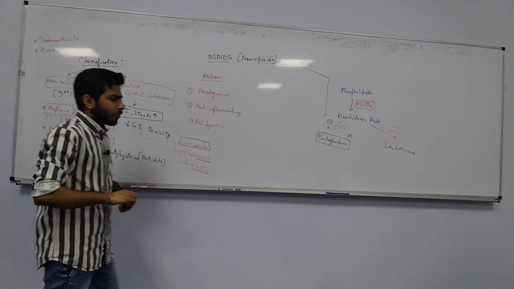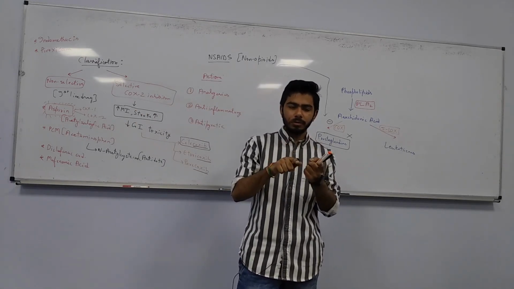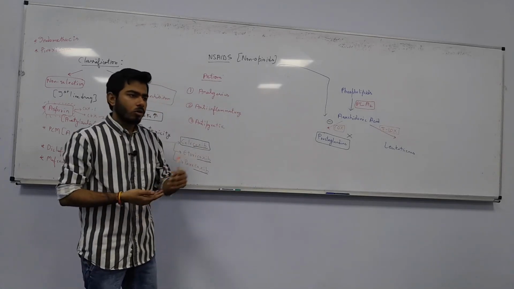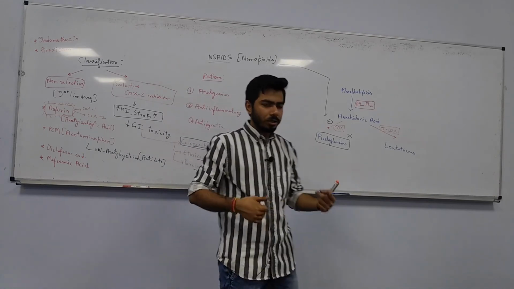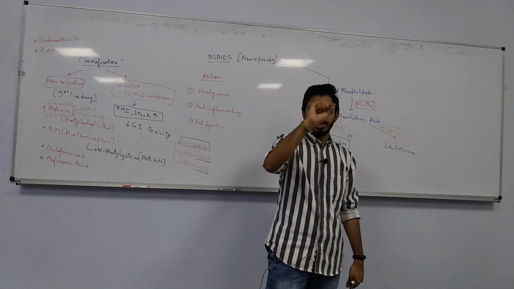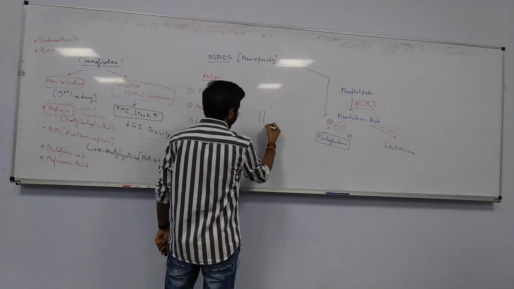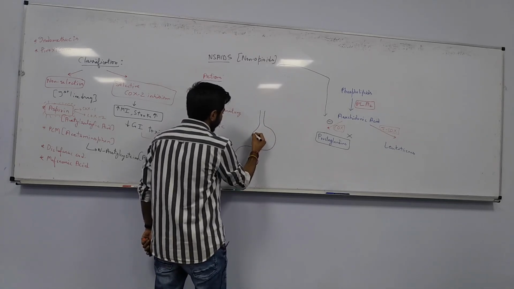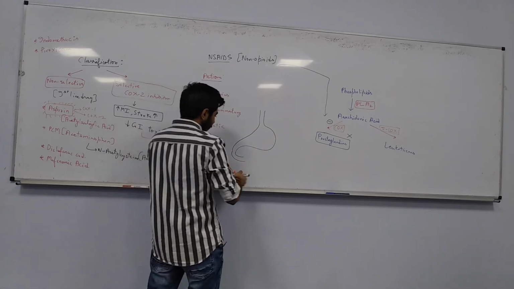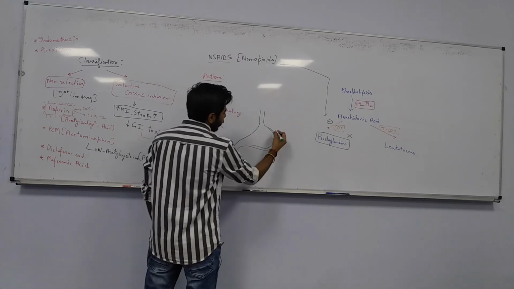So what can be the side effects? If we are able to know the location of the COX enzymes, it is quite easy for us to understand the side effects of these drugs. The COX-1 enzyme is actually present in the stomach lining, in the GIT lining, and they are maintaining the mucosal lining of the stomach. So if this is the stomach, and this is the duodenum, inside the stomach we are having the lining. This is the mucosal lining.